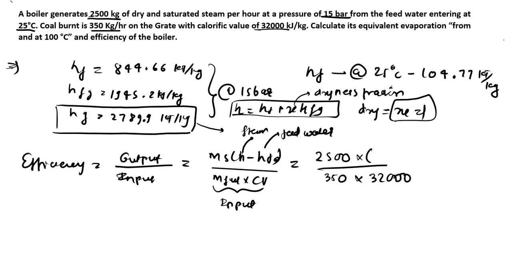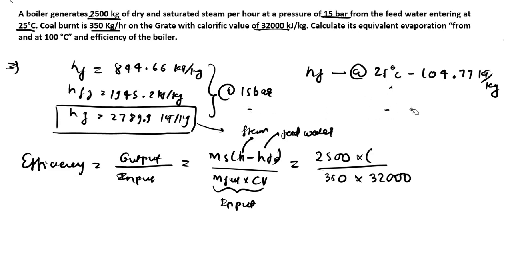So that is why we have written that H is nothing but Hg, and we have calculated Hg earlier, which is 2789.9. So you can write 2789.9 minus 104.77. If you calculate this in your calculator, you will get the value of 59.93% as the boiler efficiency. So this is how you can calculate your boiler efficiency.